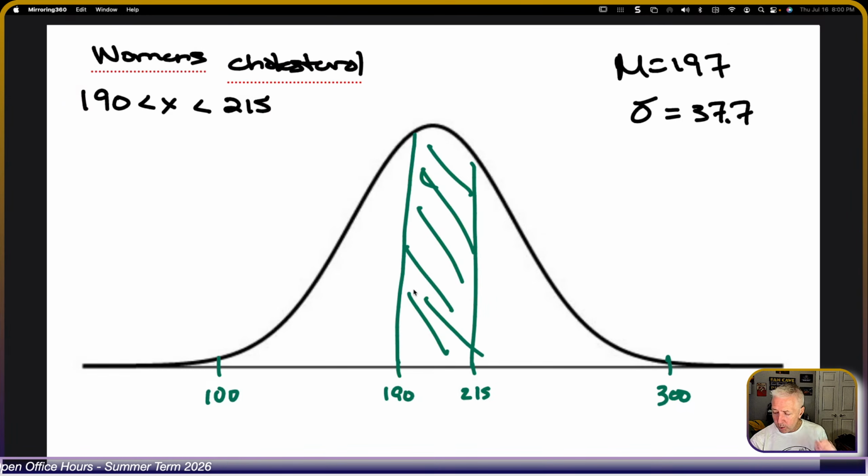Well, we don't work with just this distribution. We work with the z-scores. So I have to transfer the 190 to a z-score and the 215 to a z-score. And the way I do that, once again, is to say x minus mu divided by sigma. We derived this early in class, and we've worked with this quite a bit. So I need to find the z-score for this one and the z-score for this one.